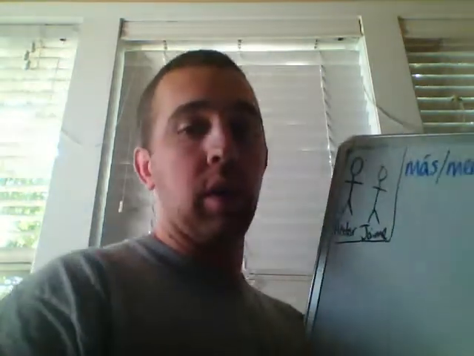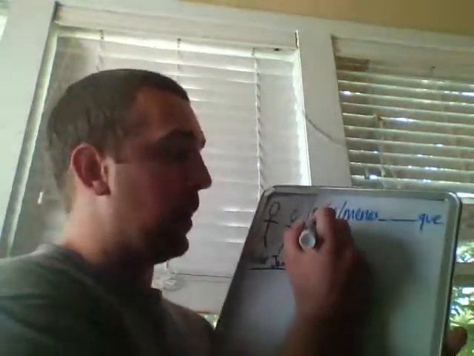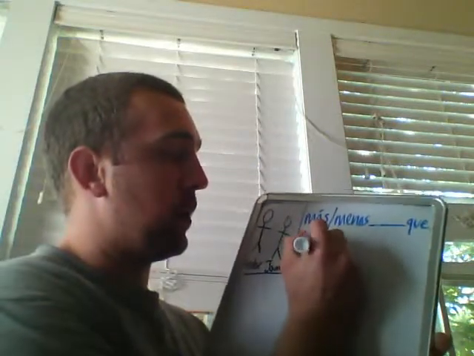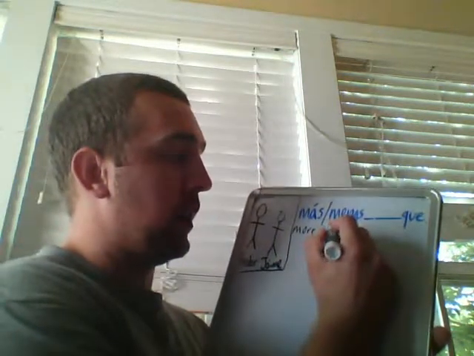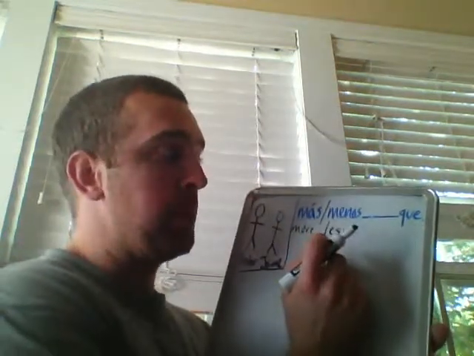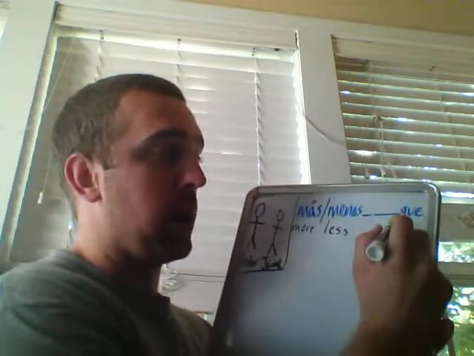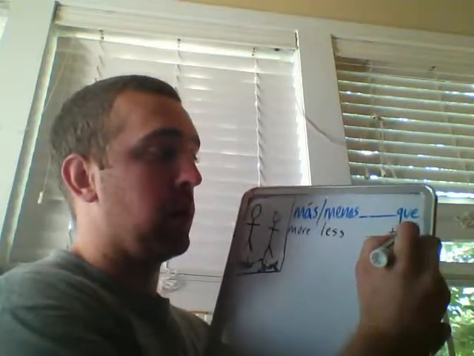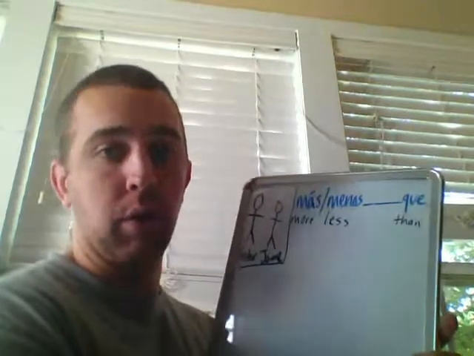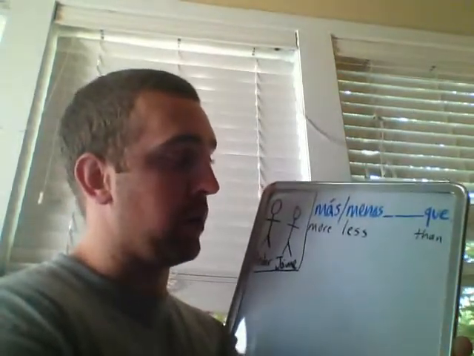I said them, but I know it might help some people if I show them as well. Let's try this way. We got más meaning more, menos meaning less. So we're going to either use más or menos. You don't use both. We're going to put the thing we're comparing in the blank in the middle, and we have K, which means than. So that's sort of what we're working with. That's our phrase that'll be helpful with this.